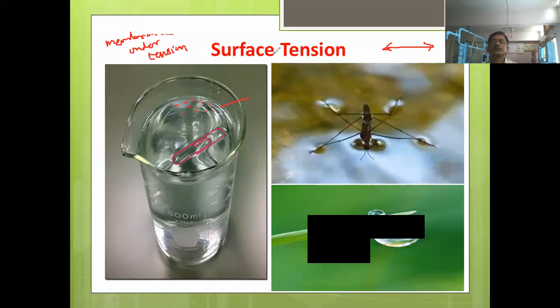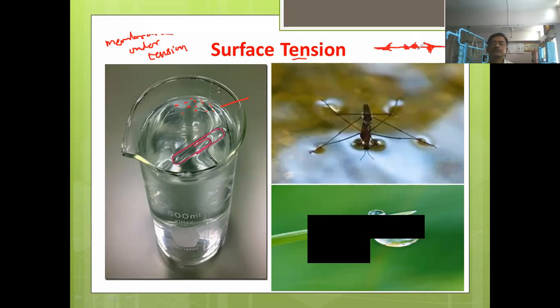What is surface tension? It is the tensile force. In mechanics you have learned different types of forces: compressive force, tensile force. Tensile force is equal and opposite forces moving away from each other, right? And if they are coming toward each other, then it becomes a compressive force, right? This is the basic you have learned in mechanics.